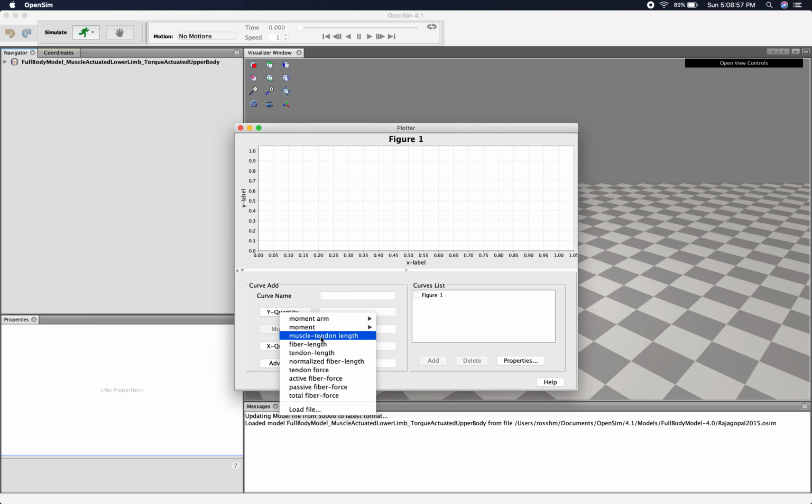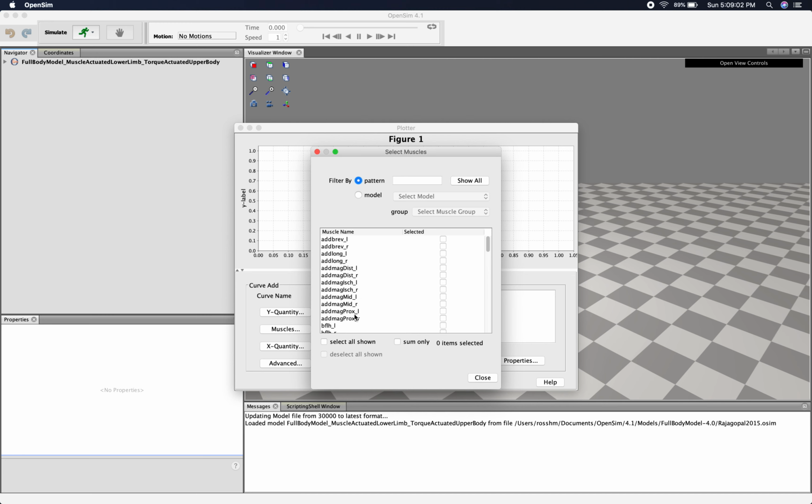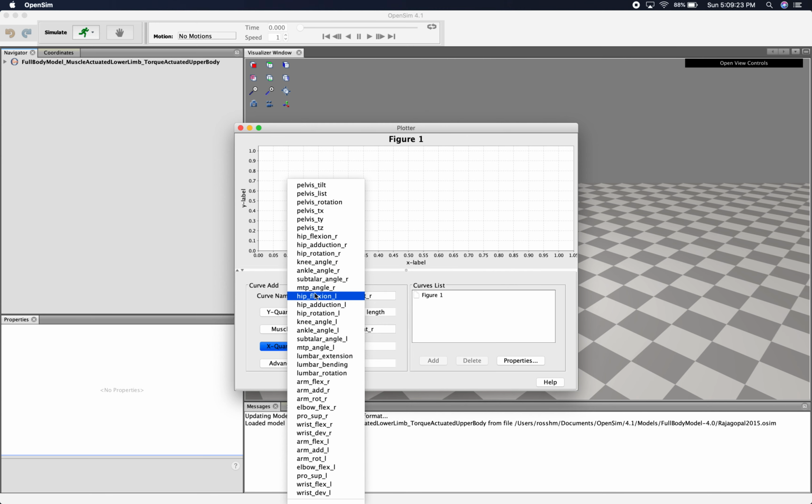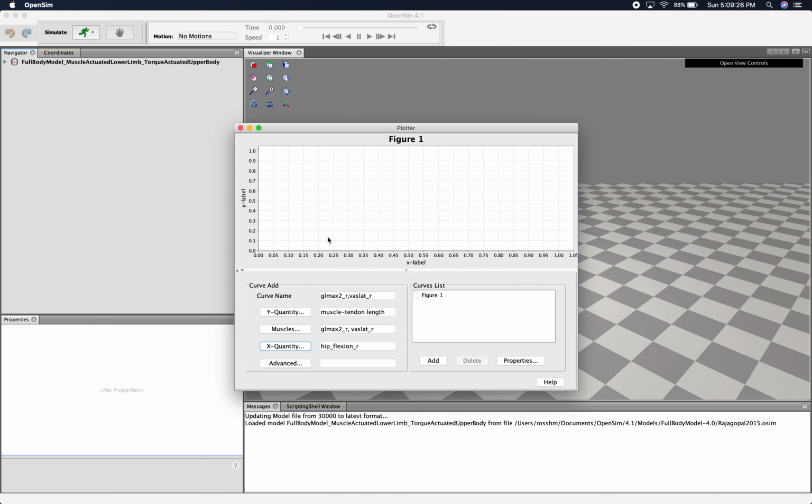I want it to tell me some muscle tendon lengths, and I want it to do this for two muscles. I want it for glute max 2R, and I also want it for vas lat R. And I want it to tell me the lengths of those muscles as a function of hip flexion. And then I click add.